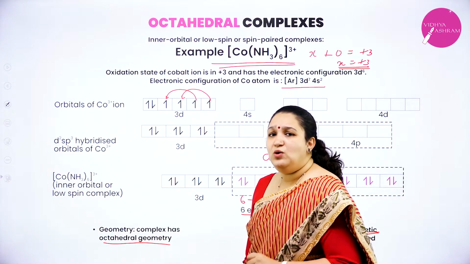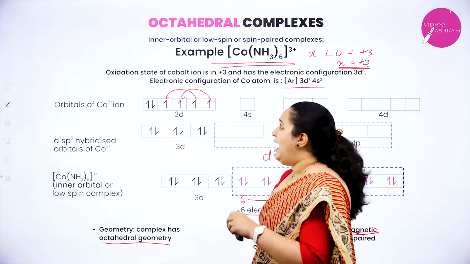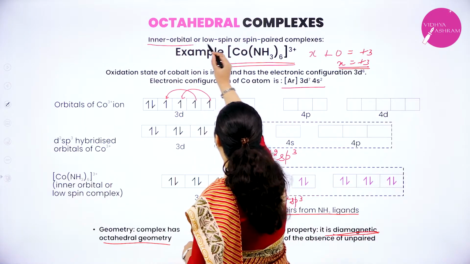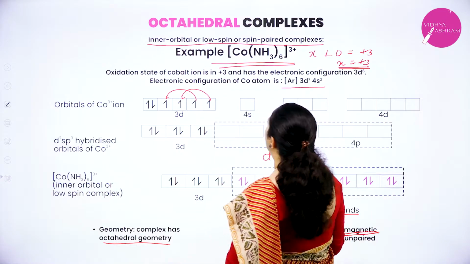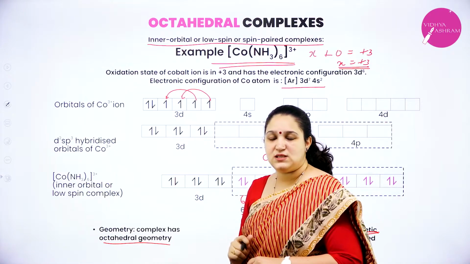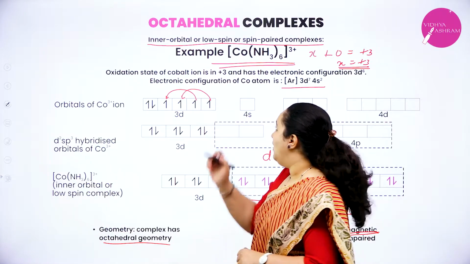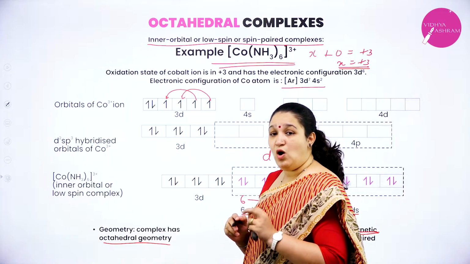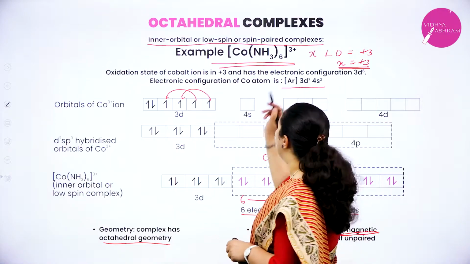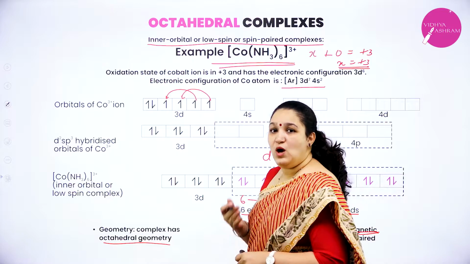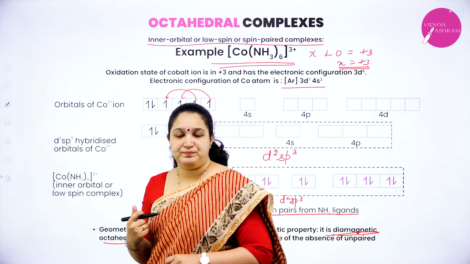Okay. Now, one more thing: if you observe, I have written inner orbital or low spin or spin paired complexes. This is an example of an inner orbital or low spin or spin paired complex. Why have we written it this way?